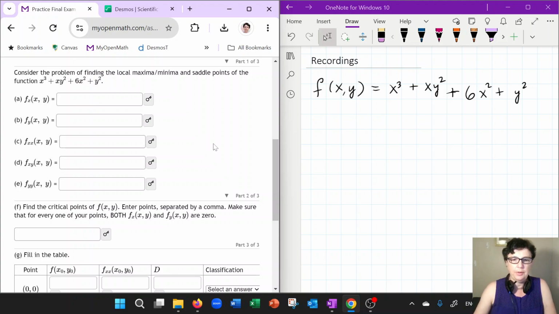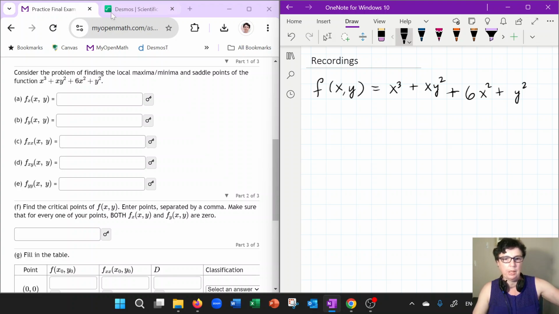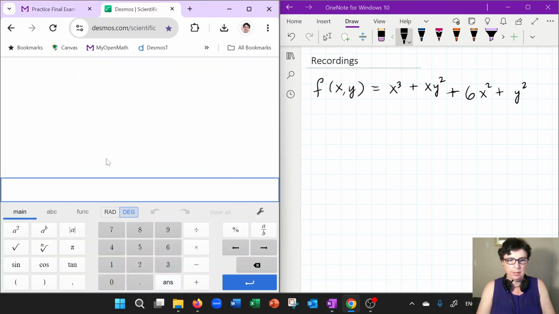Okay guys, in this video we are going to take a look at reviewing local maximum, local minima and saddle point for a given function. Alright, so the first thing I would recommend doing is finding all of the derivatives that are here and also inserting them in Desmos. So I have the Desmos calculator here and I'm gonna put f of xy.